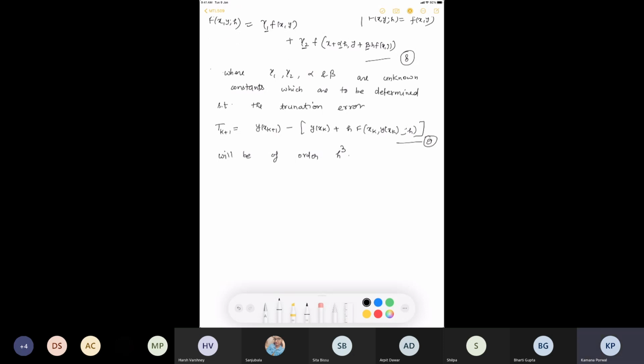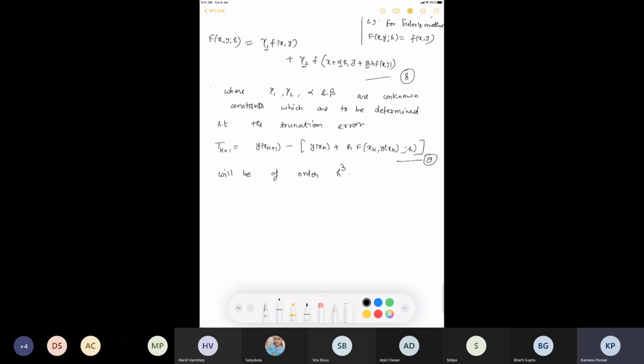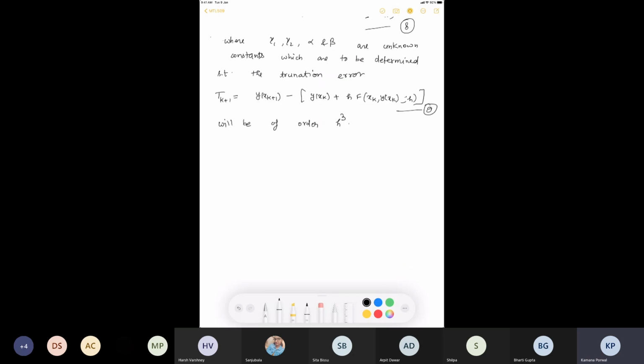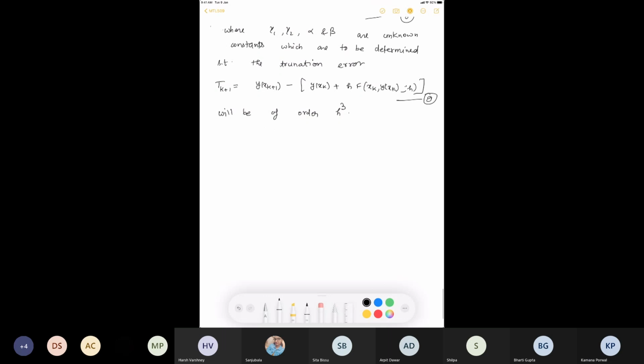Okay, so now what we have to do, we just have to simplify this truncation error, right? Because this is the place where I will get some conditions so that I can determine these unknown coefficients, gamma 1, gamma 2, alpha and beta. So we just have to simplify this truncation error. And we know how to simplify it. We have already done it before, say for the explicit Euler's method. We use Taylor's theorem to simplify the truncation error.